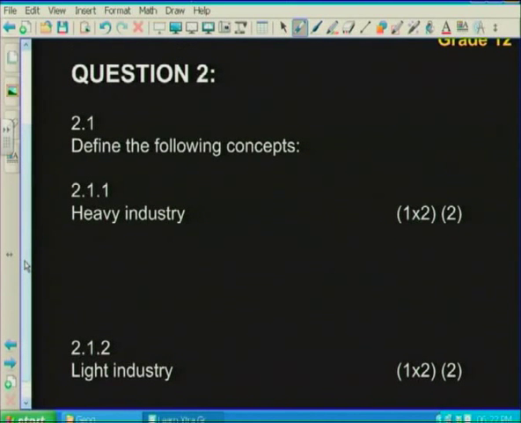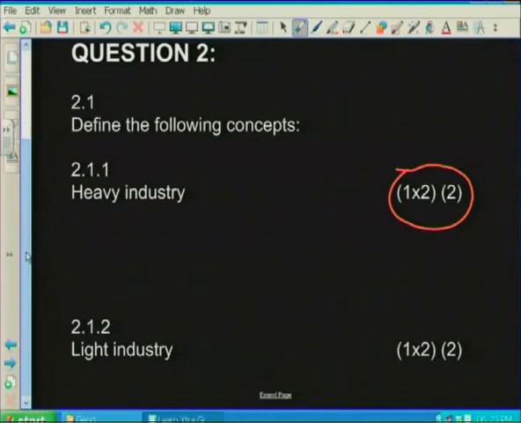Question 2, define the following concepts. Now remember here they're wanting you to give a longer answer, a sentence or at least a little bit of a paragraph in some senses, but be guided by the mark allocation. If it's only for 2 marks, you can get away with just writing 1 or 2 sentences to answer that question. So what is a heavy industry?